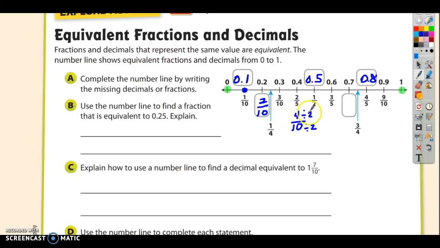Now check this out. What is 4 divided by 2? It's 2. And what is 10 divided by 2? It's 5. And that's why 4 over 10 is not improper, it's just not the best answer. And 2/10 is not the best answer. And here's why. 2 and 10 share a factor of 2. 2 divided by 2 is 1.